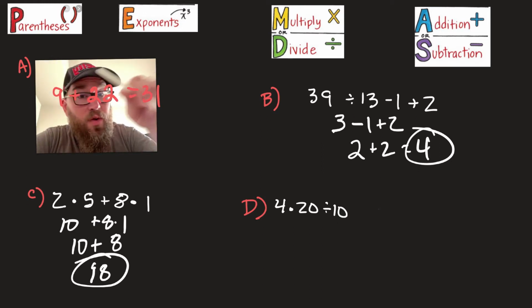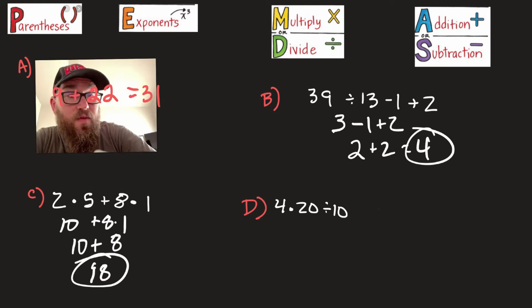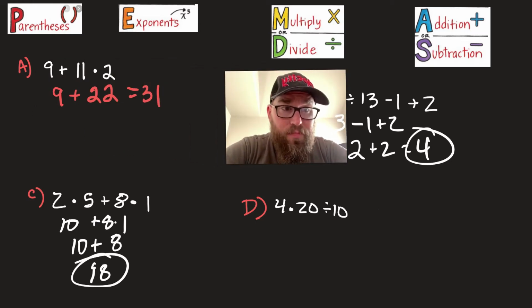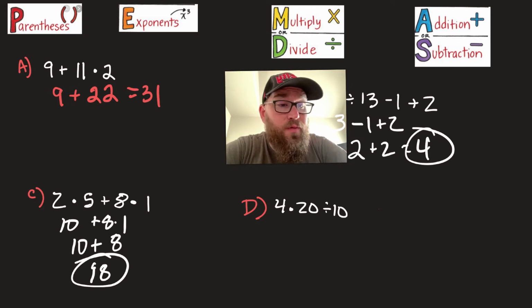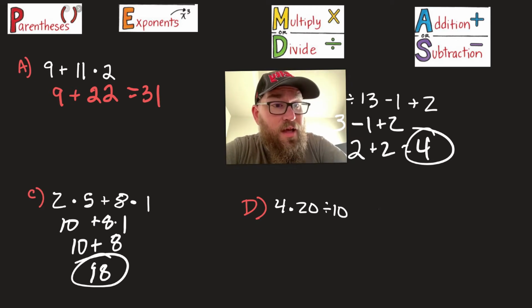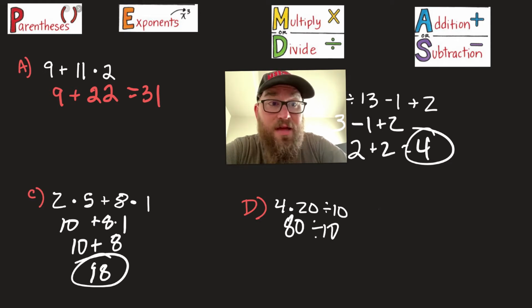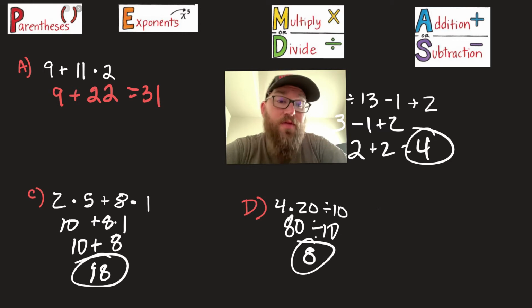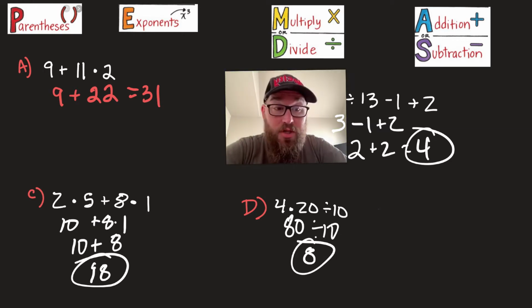Okay, what was the answer to C? All right, now let's work on D right below me here. What do I do first? First I'm just going to multiply. So 4 times 20 is 80, and then what do I do? Divide by 10. 80 divided by 10 is... what was the answer for D? Good job.